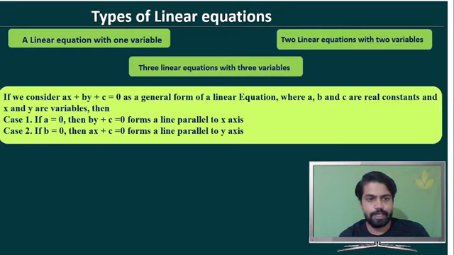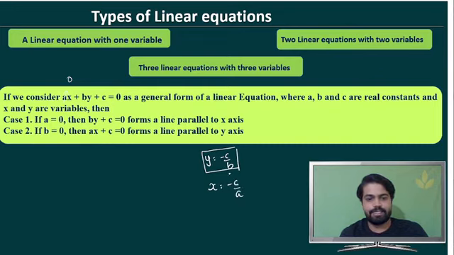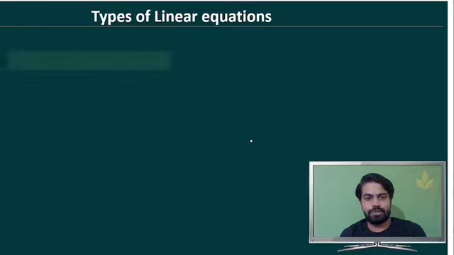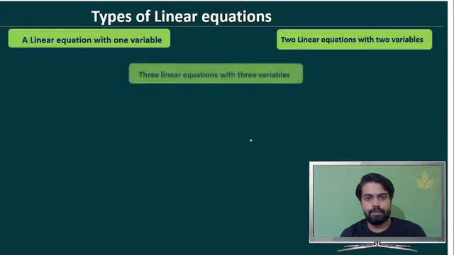If a is equal to 0, x can take infinite values. If a is a constant equal to 0, then we get an equation by plus c equal to 0, which means y is equal to minus c by b, the equation of a line parallel to x-axis. That means y equal to constant is always parallel to x-axis. Similarly, if b is equal to 0, our equation becomes x is equal to minus c by a, where x is a constant, which is a line parallel to y-axis. So types of linear equations are done, and we are going to now solve them.